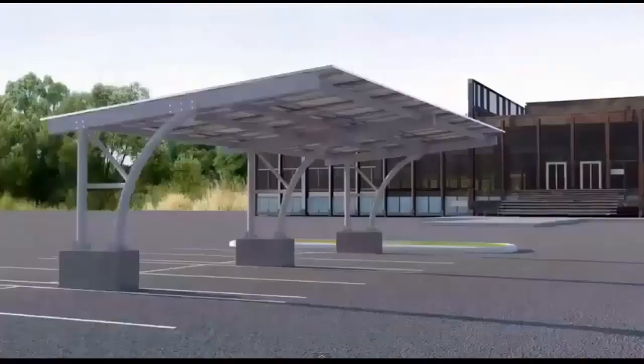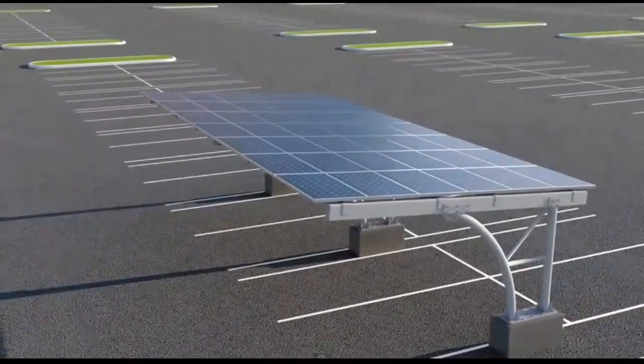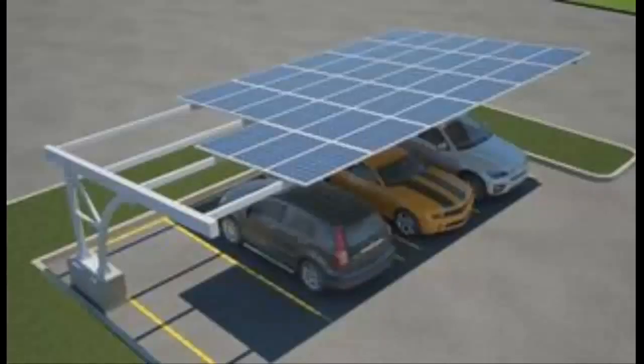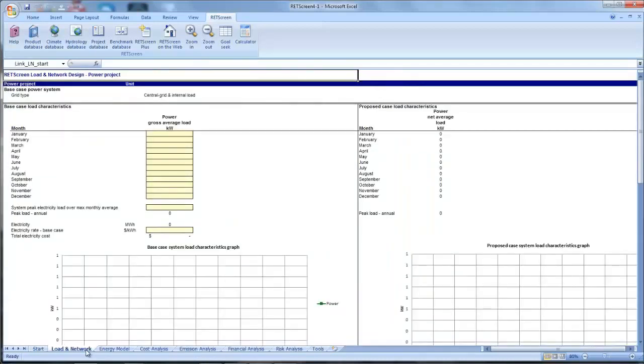Today, there are many solar manufacturers of carports and a growing number of carports specifically designed for solar. Let's consider a specific technology from a reputable manufacturer, a California-based company that offers prefabricated carports. Let's assume 3 Orion carport units will be installed for a total capacity of around 15 kilowatts. We will now proceed to the load and network analysis.